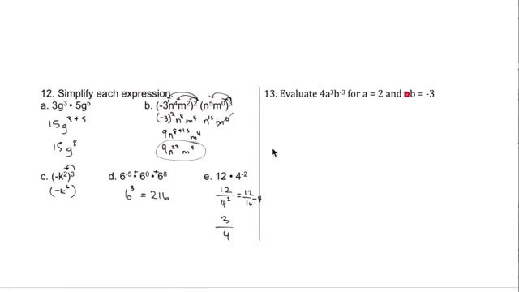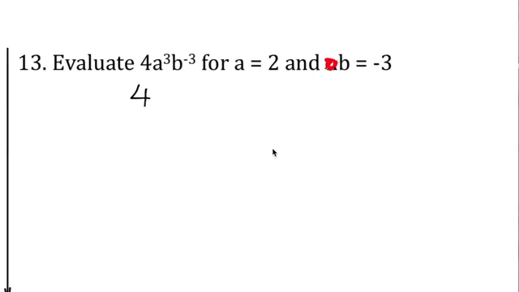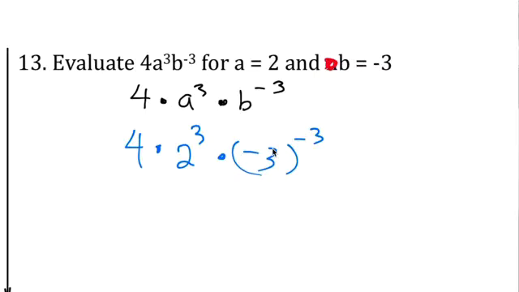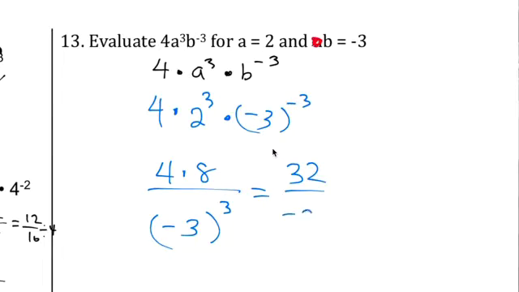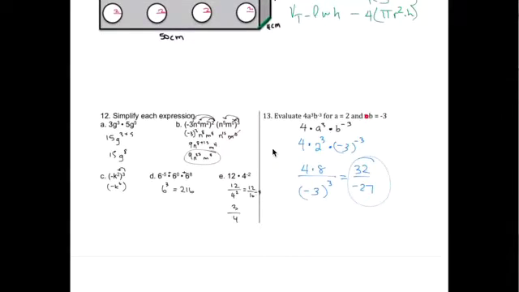Okay, here evaluate this. Write it out on your test, okay? Do this first. So it's 4 times A. A is 2 to the third power times B. B is negative 3 to the third power. So 4 times 8 over negative 3 to the third power, which is negative 27. So 32 over negative 27. I think it's simplified. Or negative 1 and a remainder. You can do that or just leave it like that. It's fine too.